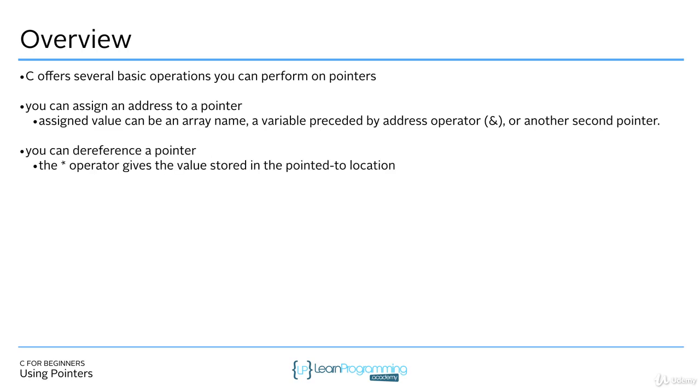You can also dereference a pointer. We just learned about that. That's where you use the asterisk, the indirection operator. This will give you the value that's stored in the pointer to the pointer. The pointer's value, which is an address, what the pointer is pointing to.